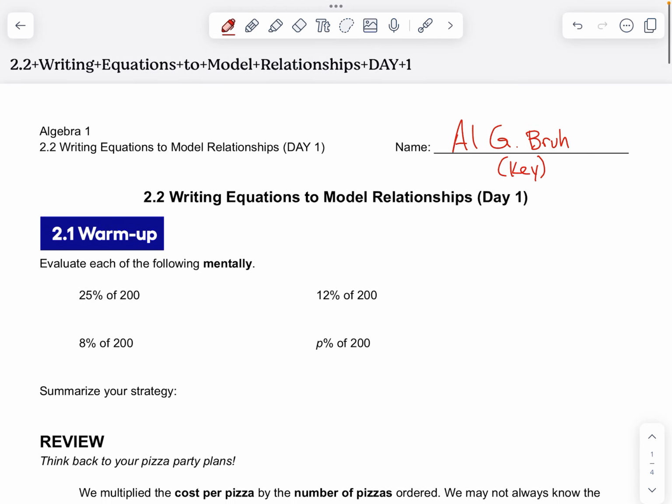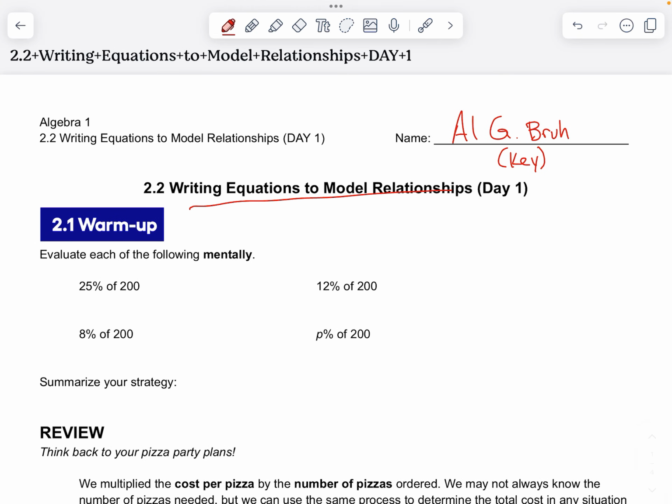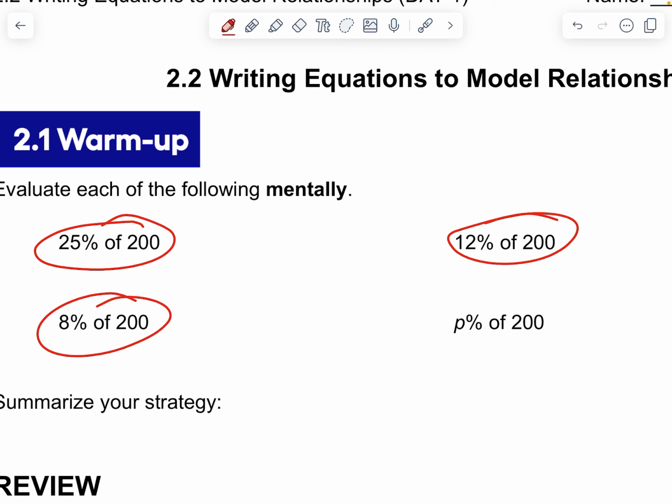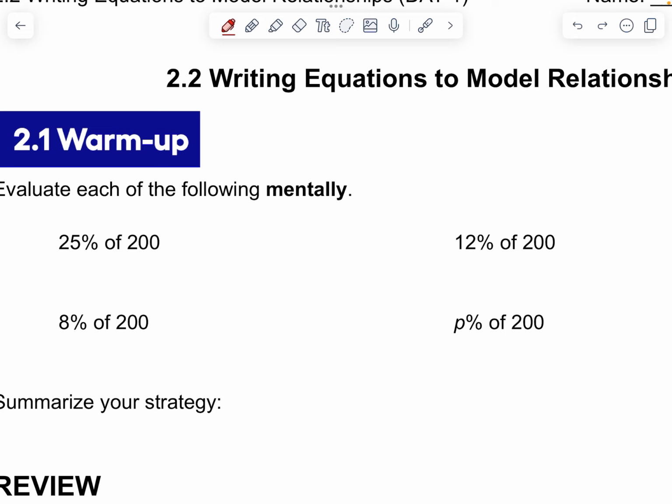We have writing equations to model relationships. All right, so this is going to be a 2-day affair. And like I said, we'll kind of recap it tomorrow as well. But first, I want you to start with evaluating each of the following mentally. So I want you to take a moment. Pause the video if you must, but I want you to see if you can think about what these amounts would be off the top of your head and about what you would do to figure that out without a calculator. So go ahead and pause that now.